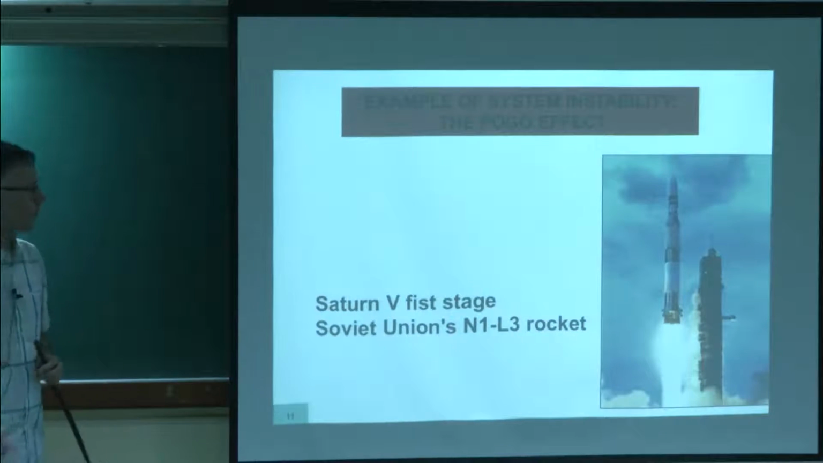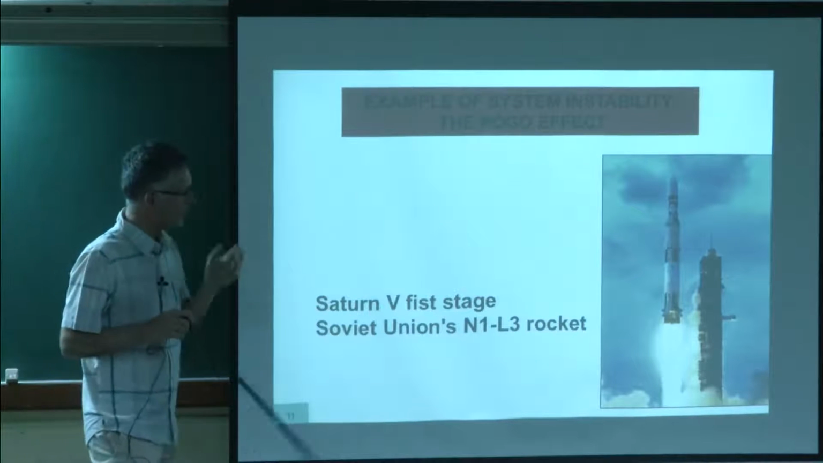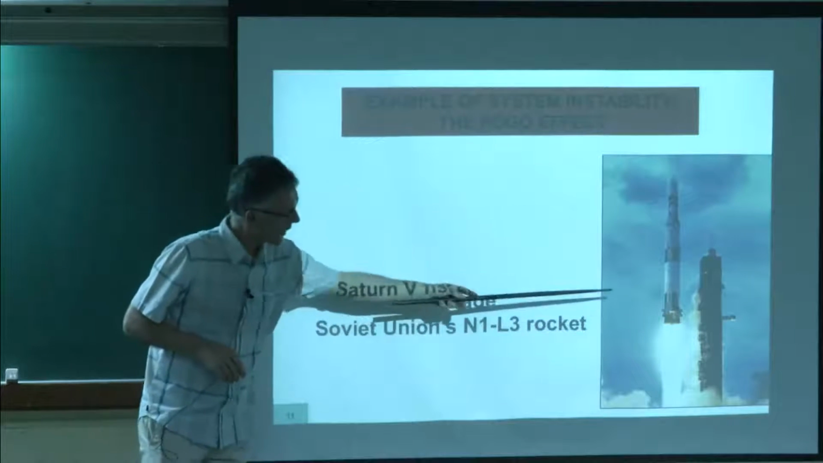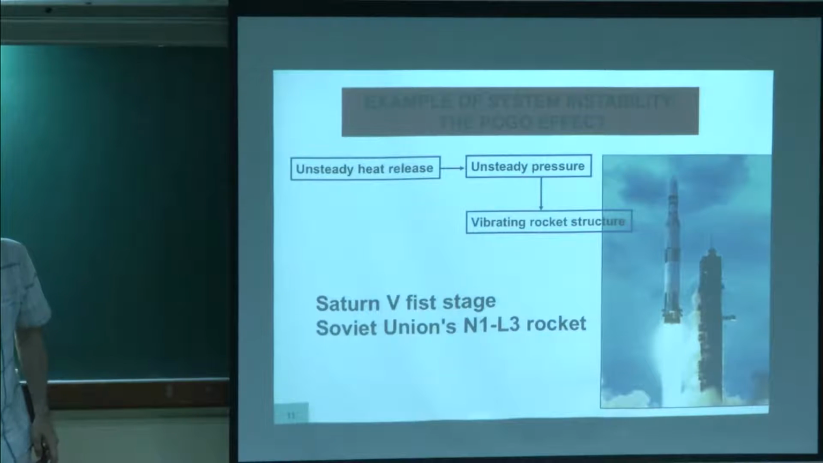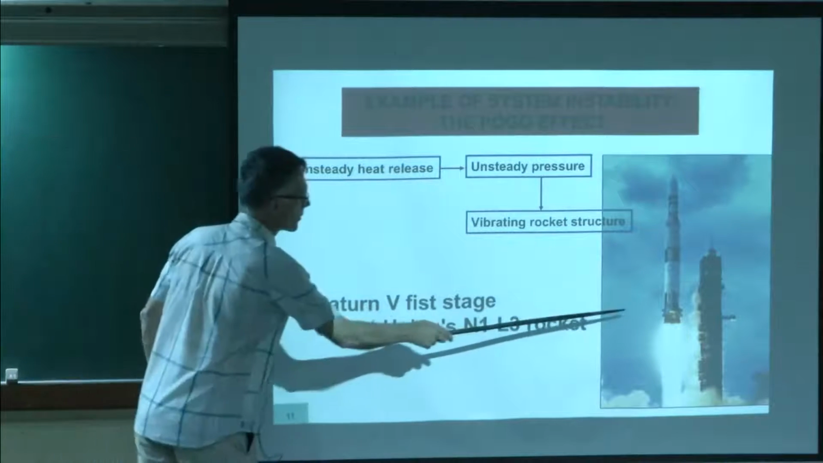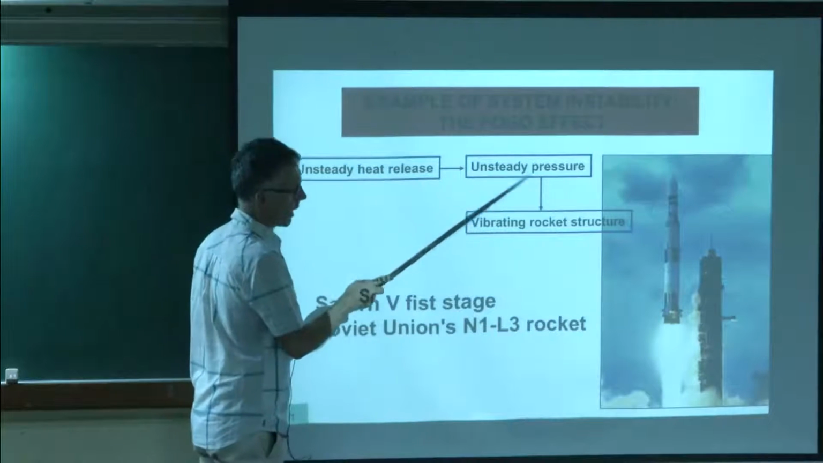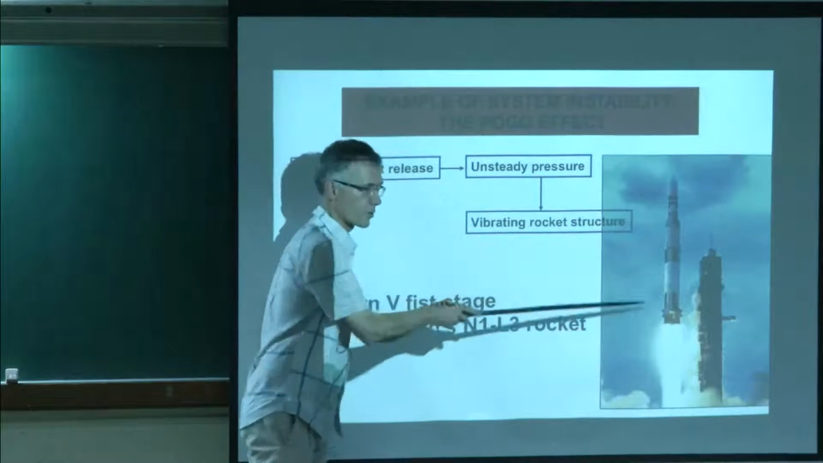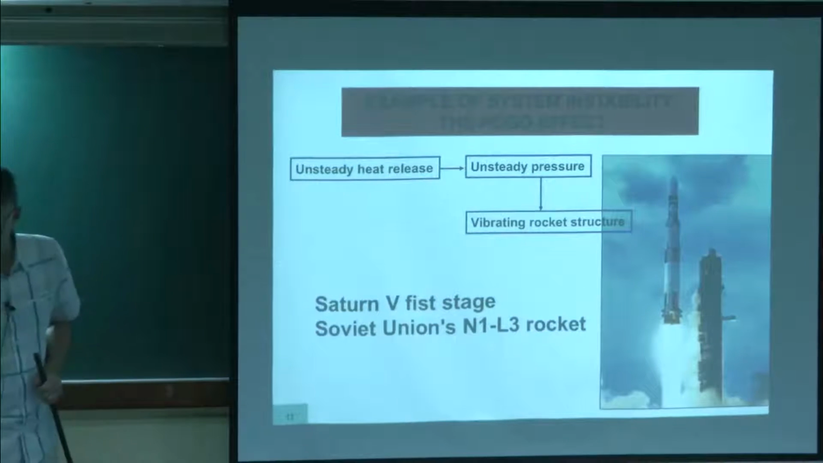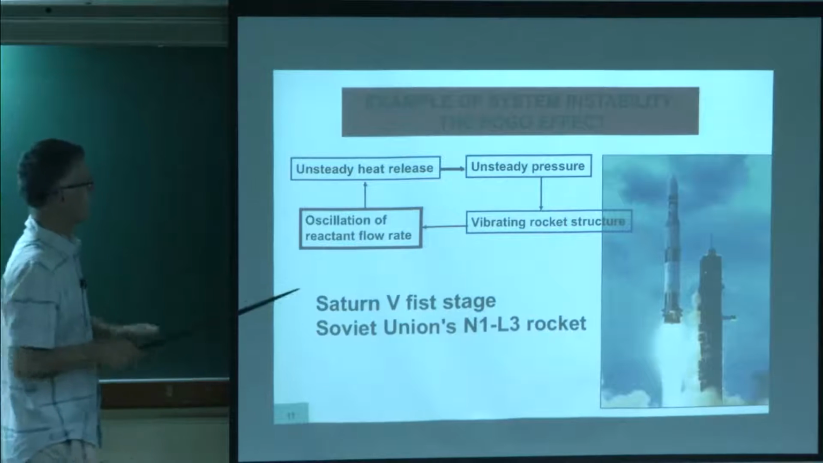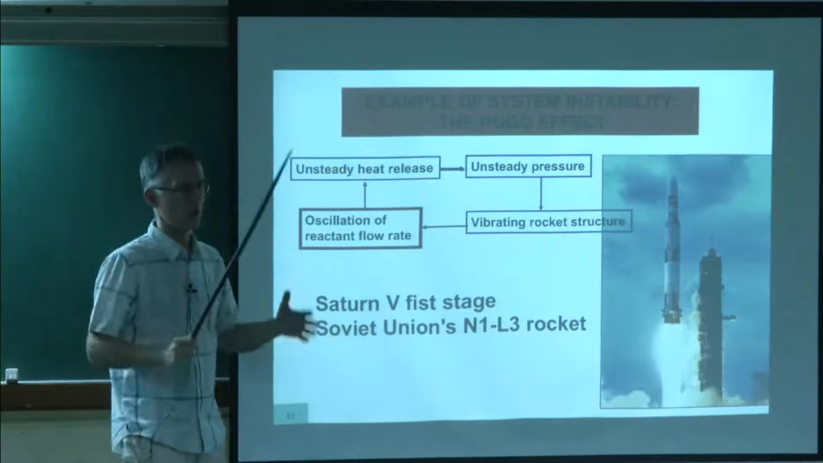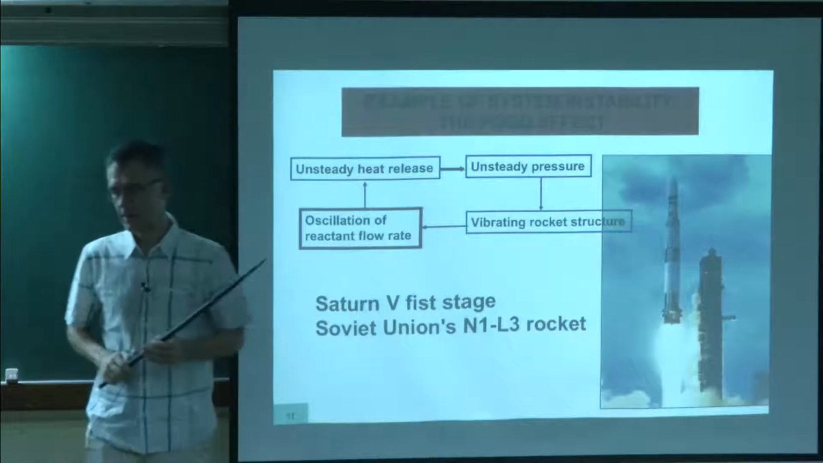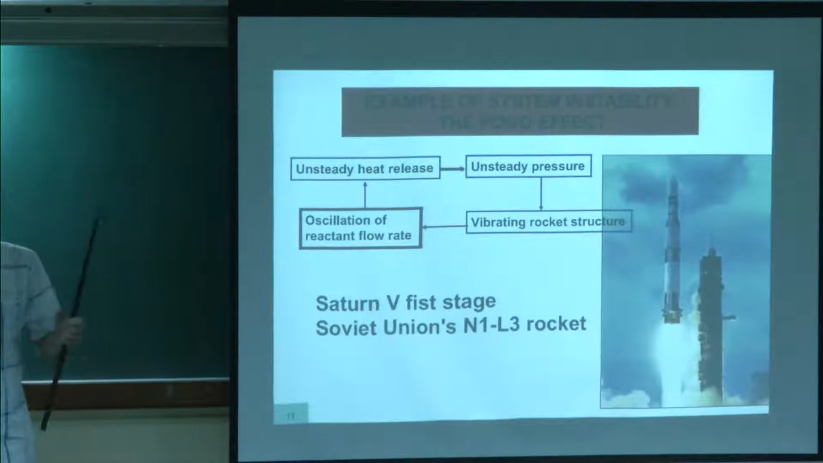Now, if you talk about system instabilities, the most famous one is the Pogo effect. The Pogo effect is what happens if the engine gets coupled with the vibration. So if you have an unsteady heat release in the chamber, which creates acoustic waves which make the whole structure vibrate, and if this vibration leads itself directly to an oscillation of the flow rate, which leads to an oscillation of the heat release, then the whole rocket starts oscillating. And that's pretty bad. Those are low frequency, long wavelength problems.